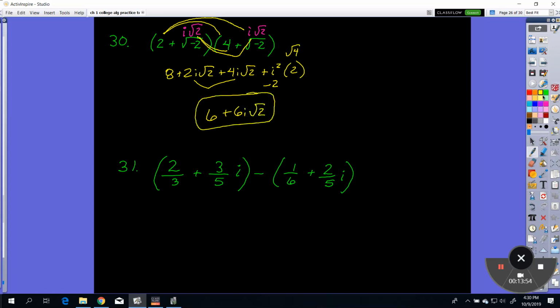On number 31, you are just subtracting, so they need to have common denominators. So 2/3, if I multiply it by 2 on top and bottom, becomes 4/6. So 4/6 minus 1/6 is 3/6, which reduces to be 1/2. 3/5 i minus 2/5 i makes positive 1/5 i.